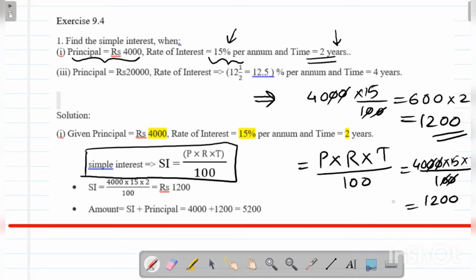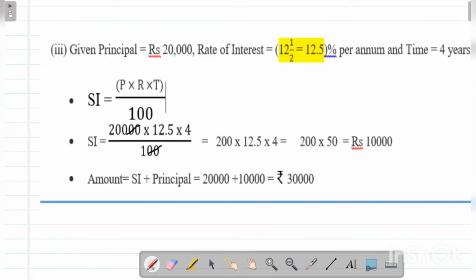But the amount I am giving, this 1,200, I have to give as a charge, and the 4,000 that I have taken, that also I need to give. So the total amount I am going to give is 5,200. Got it? So that is how to calculate the simple interest and the total amount.